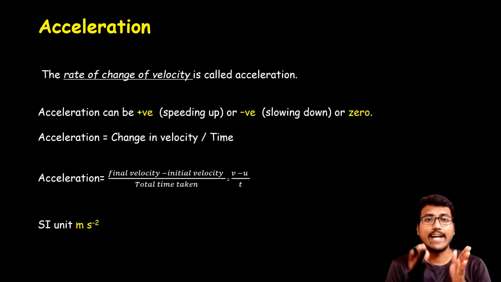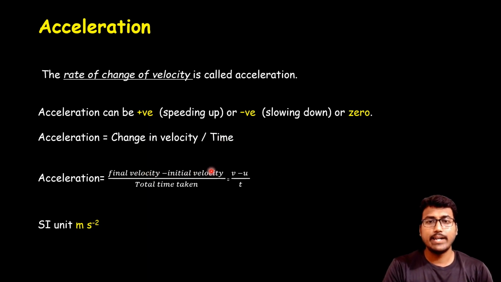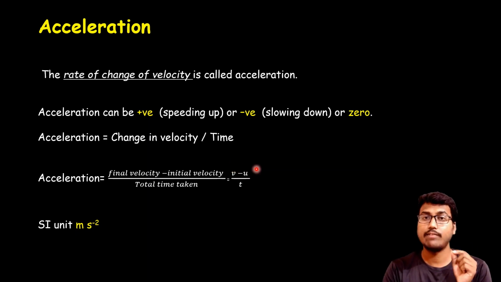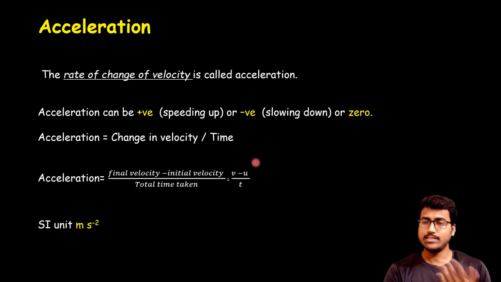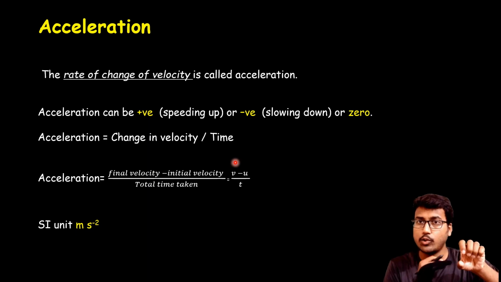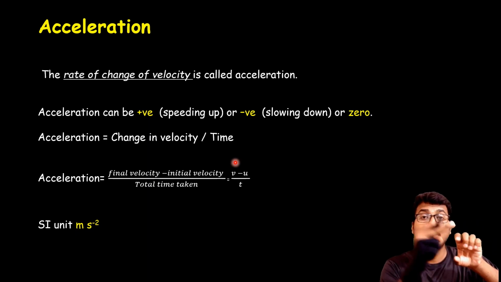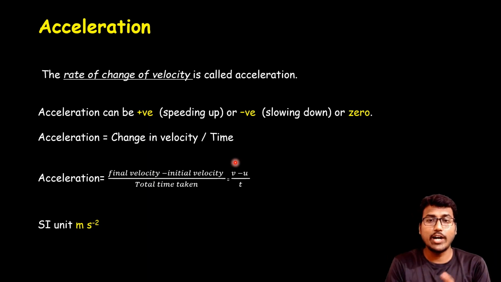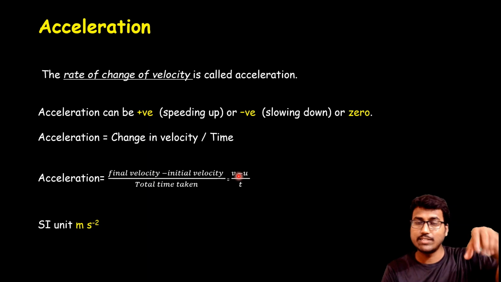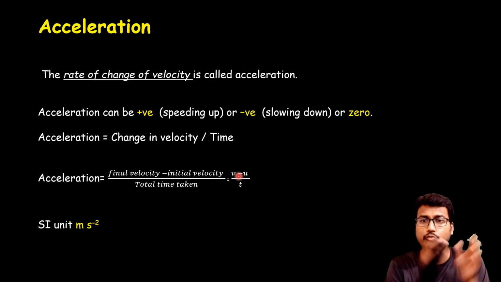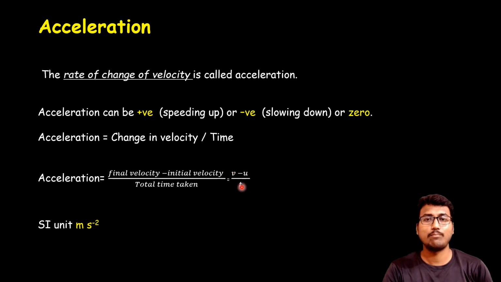Okay, the formula says acceleration is equal to change in velocity by time taken. That means final velocity minus initial velocity divided by total time taken. We know that final velocity is represented by v and initial velocity by u, and time is t. So when final velocity is more, that means you are increasing the speed. Initially it will be less only. When we give positive acceleration, the speed will be more. So in the formula, final velocity will be more and initially it will have a lower value, so v minus u will be positive. So you are going to have positive acceleration.